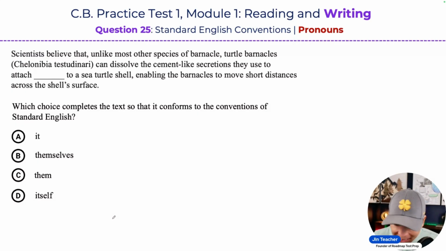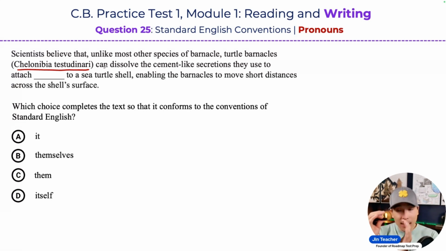Let me take you through exactly the way that I train my students. I want you to read the passage, but when you're reading, just try to understand the context and generally what the writer is saying. It says, scientists believe that unlike most other species of barnacle, turtle barnacles, and you have this in parentheses. By the way, you don't have to read and pronounce it correctly. Don't waste your time. The SAT puts in these long, difficult to pronounce words to try to throw you off and distract you. Don't fall for it.